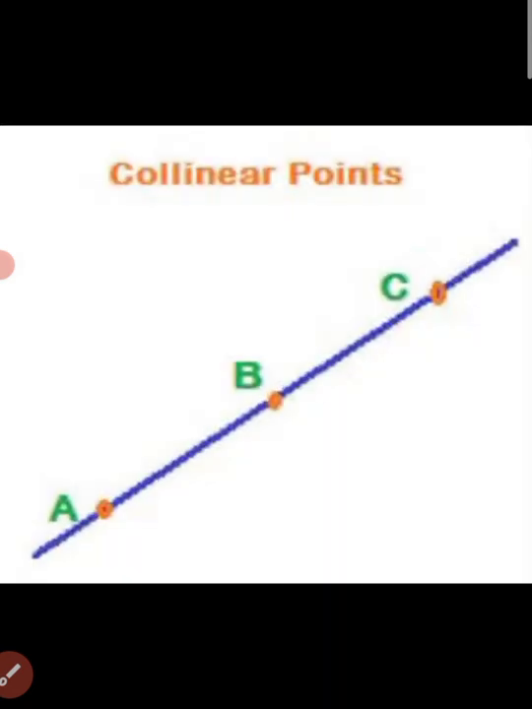See this example. Here also we have 3 points A, B and C, and all these 3 points are located on the same straight line. So we can say point A, point B and point C are collinear points.